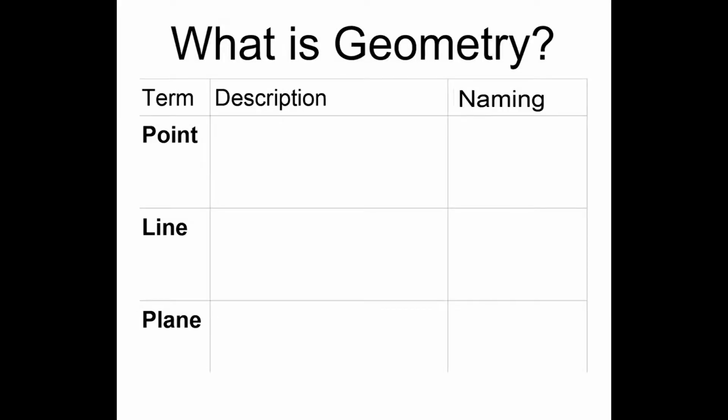In this video, we're getting into the very basics of geometry. The easiest way to define geometry is the study of points, lines, and planes. So we need to know what are those three things. First off, a point is simply a location.